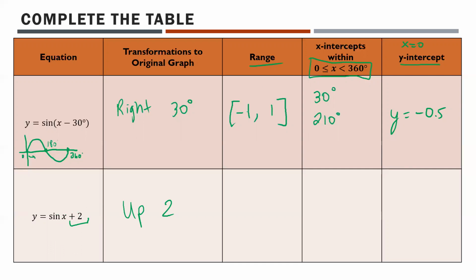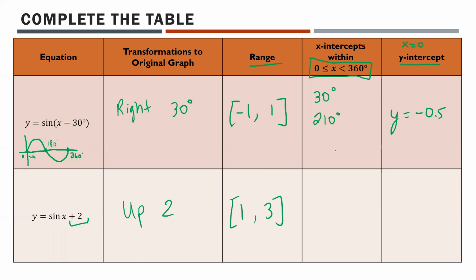Our range is usually negative 1 to 1 on a normal sine graph. But we're moving everything up 2. So that means our lower bound of our range is going to have to move up by 2. So negative 1 going up by 2 is going to bring us to positive 1. And 1 going up by 2 is going to bring it up to 3, right? We didn't have any vertical stretch here, so we don't have to do anything more. The amplitude here is still 1. It's going up from a midline of 2 up to 3 and then down to 1. So that would still be our range.